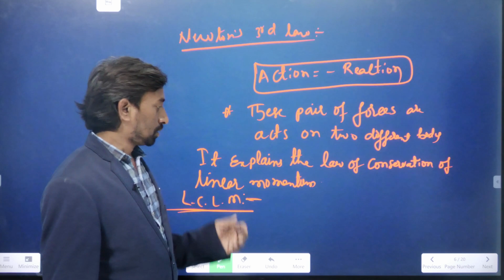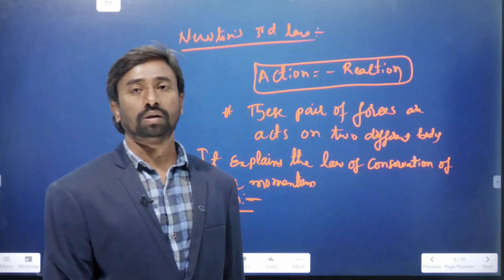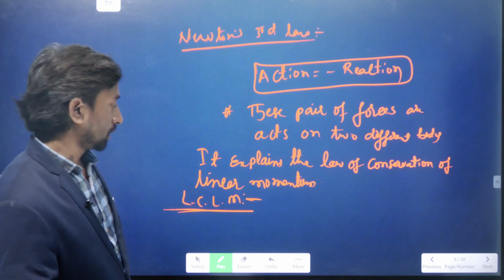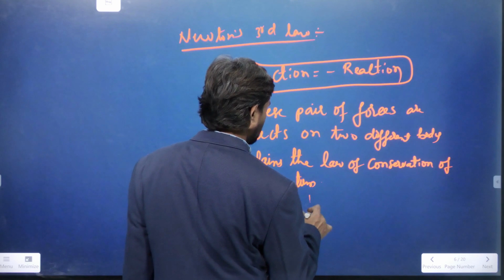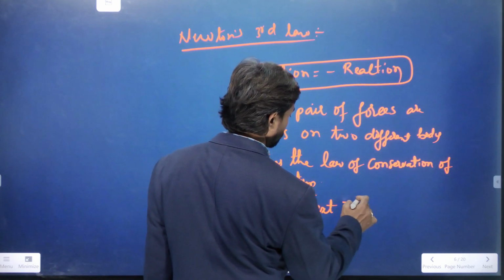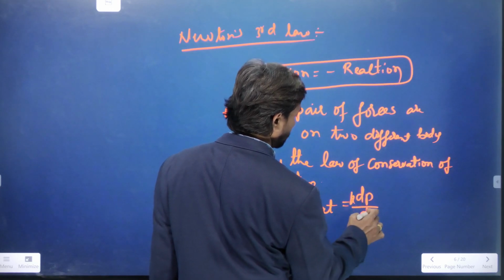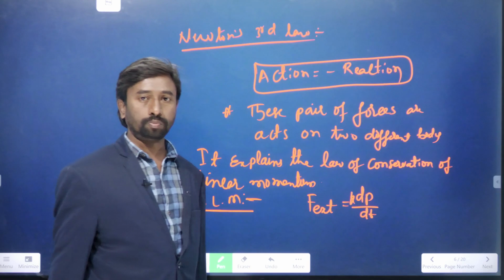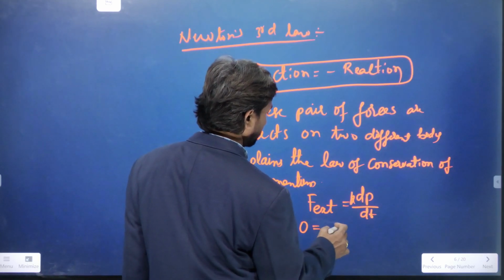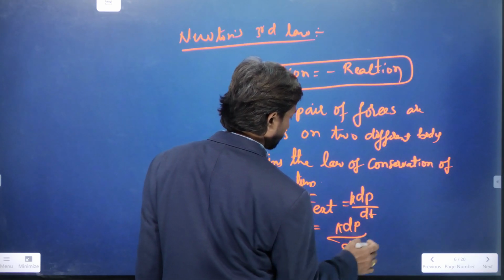Then the total momentum of a body remains constant, which is said to be the law of conservation of linear momentum. If there is no external force, from the second law of motion we got the equation F equals k into dp by dt. If there is no external force, this F external will be 0.